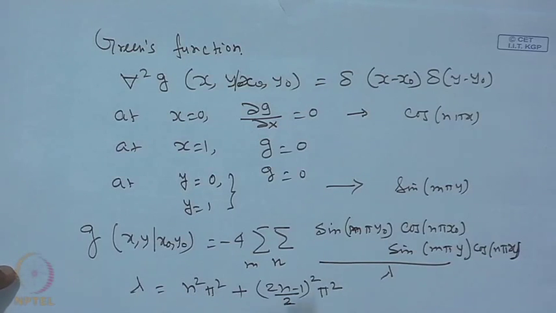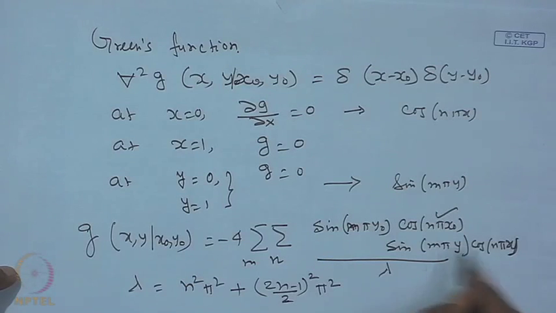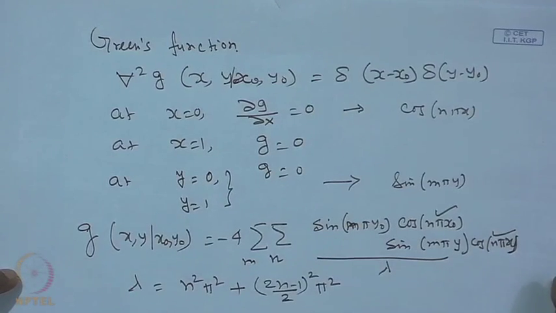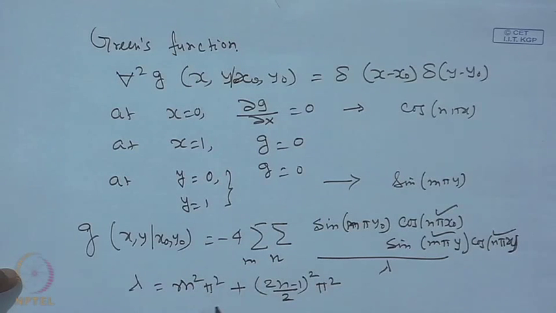So, in this case the eigenfunctions will be constituted by the cosine functions in the x direction, because you have a Neumann boundary condition in the x direction, and by a sine function in the y direction. So, this will be m, okay, and the eigenvalues will be constituted by m square pi square plus 2n minus 1 by 2 whole square pi square, because these are the eigenvalues in the x direction and these are the eigenvalues in the y direction.